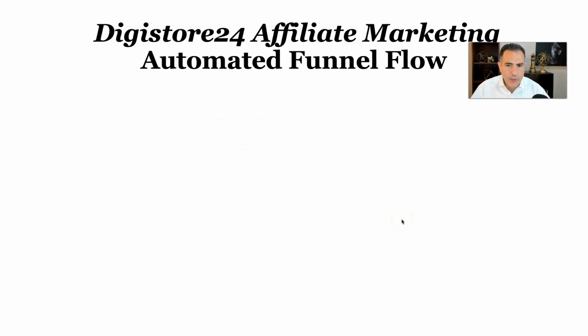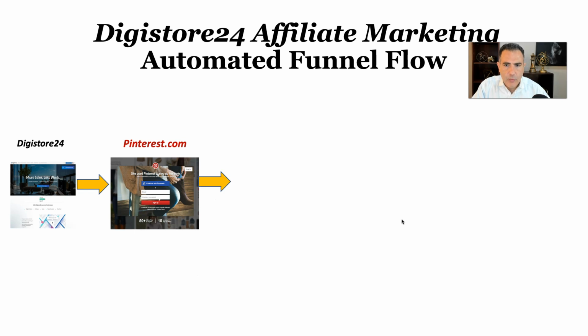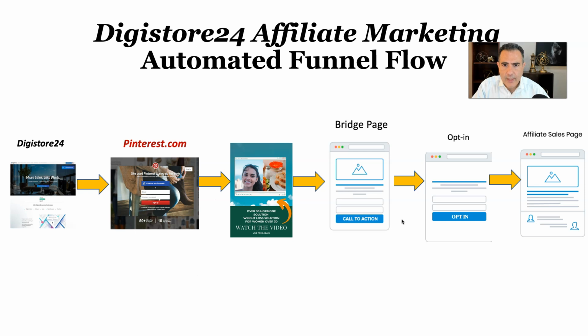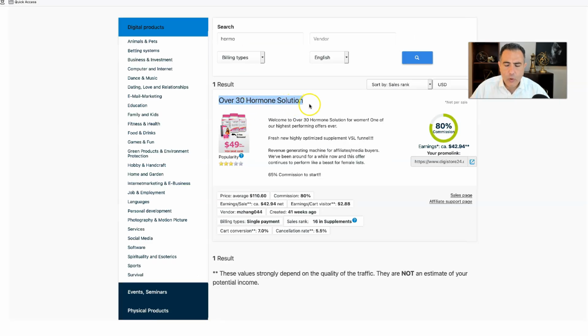Digistore 24 affiliate marketing automated funnel flow. Let's see how we did. We talked about the flow, which is Digistore 24. I connected it, and in a minute I'm going to show you where that product is. We went to Pinterest, we created a pin and an opt-in page. We did all that automatically, and we ended up on a Digistore 24 affiliate sales page. As far as the product, it's over a 30 hormone solution. There's a reason why we chose this.